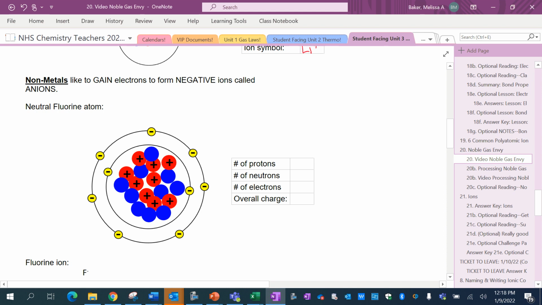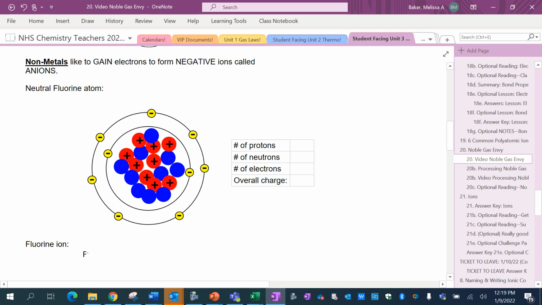So nonmetals do the opposite. They're really on the far right of the periodic table, so it's easier for them to gain electrons and form anions to be like the noble gases. So fluorine has 1, 2, 3, 4, 5, 6, positive 9 protons. Neutrons, it has 10 blue dots. And electrons, when it's neutral, there are 9 negatives. So positive 9 and negative 9 cancel out and make 0.